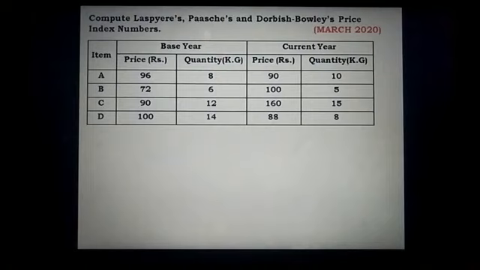Which are those two methods? One is the aggregative expenditure method, another one is the family budget method. Including all these concepts, a variety of problems have already been asked for 5 marks. So be very, very cautious, thoroughly revise the chapter once again, and understand all the concepts very well. You'll be able to get 24 to 26 marks very easily from this chapter.